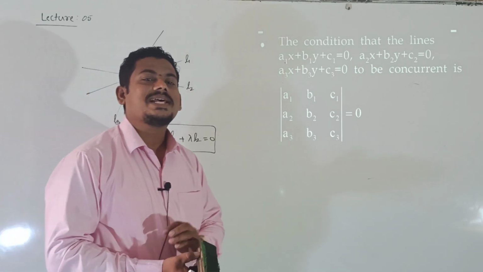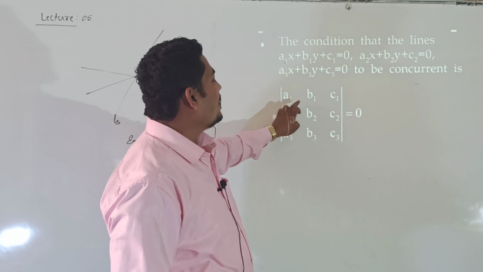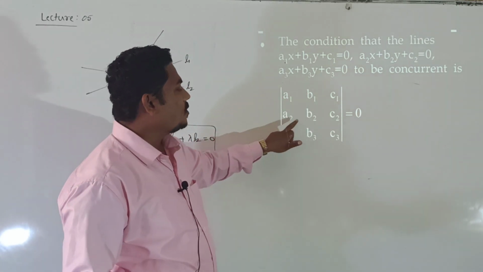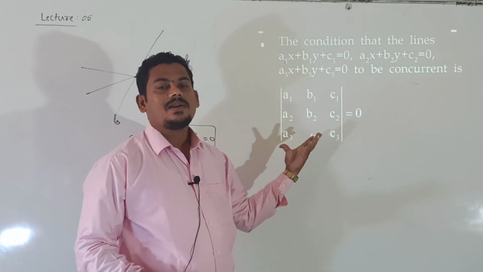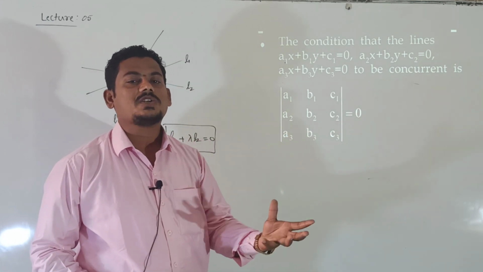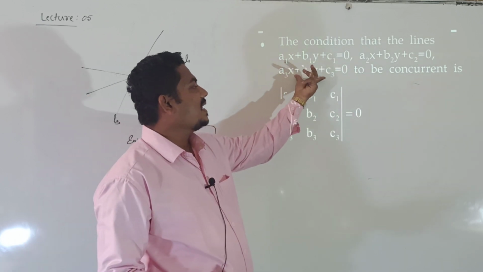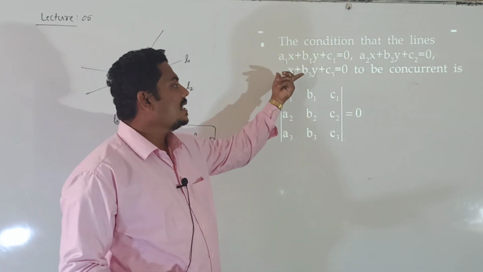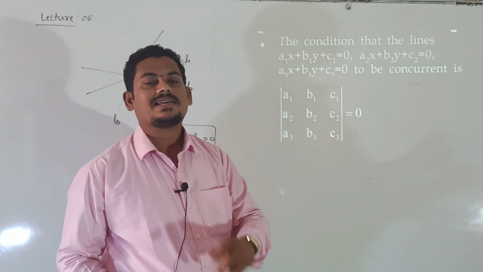How to conclude whether given lines are concurrent or not? The determinant of a1 b1 c1, a2 b2 c2, a3 b3 c3, the 3 by 3 determinant, equal to 0, means the determinant of their coefficients is equal to 0, then we conclude the given lines are concurrent.